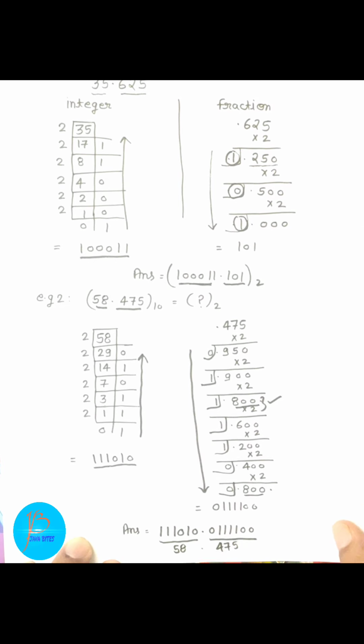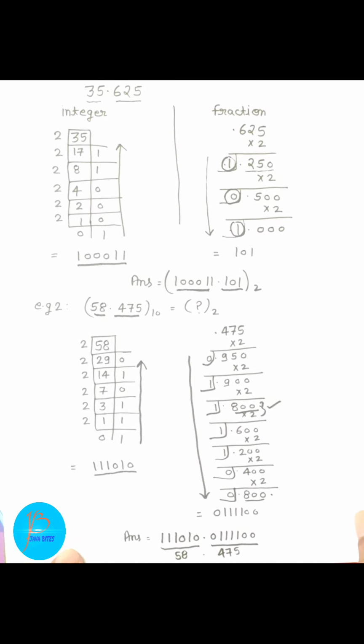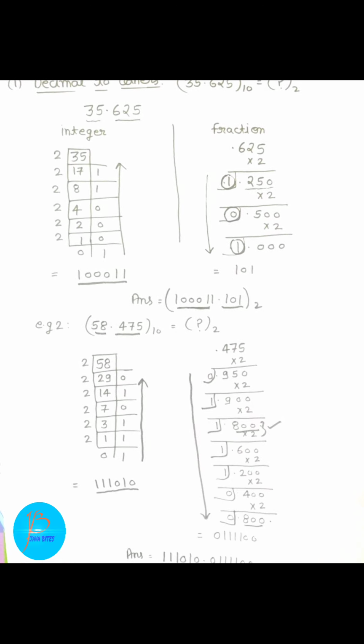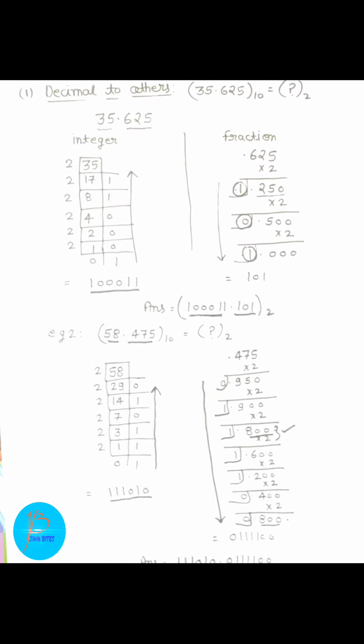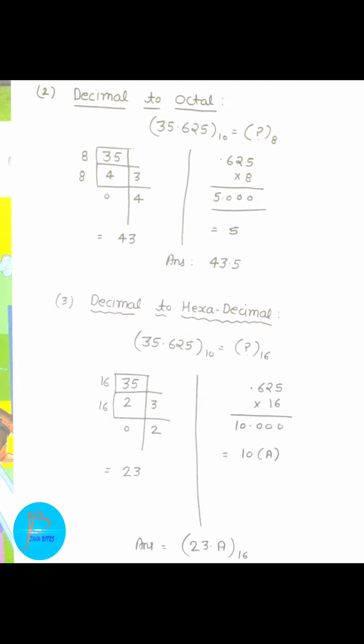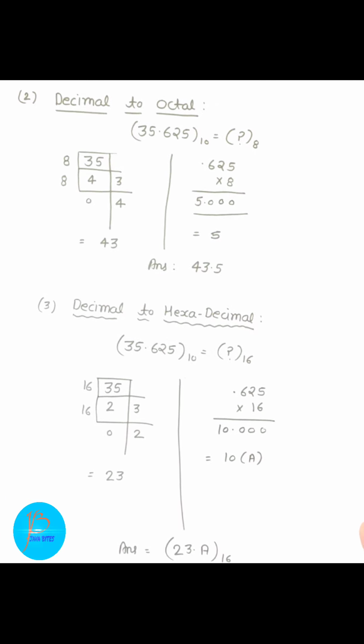So I hope that you got it, how we can convert a decimal number to its binary equivalent if the number is given in fractional form. Now children, we have to learn how we can convert the decimal fraction to its octal equivalent.